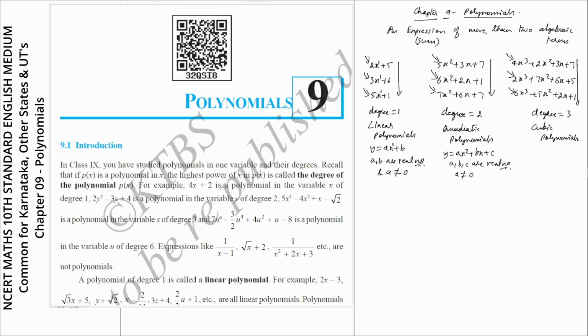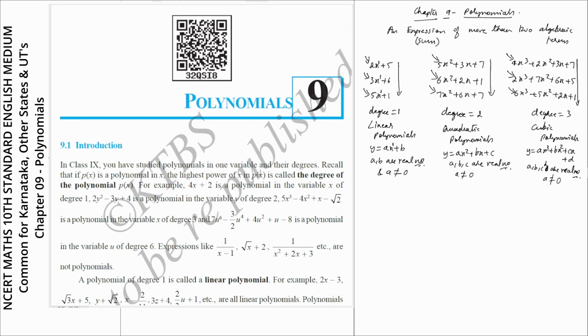And the general form of cubic polynomials is given by this one: ax cube plus bx square plus cx plus d. So here also a, b, c and d are real numbers and a cannot be 0.